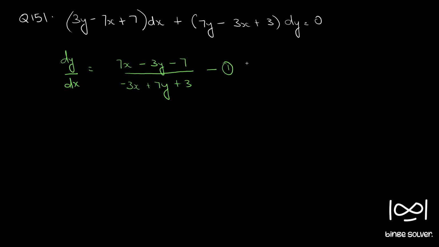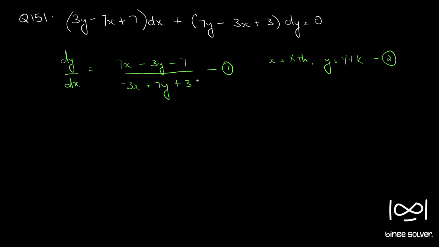So for such questions, we use the substitution small x is equal to capital X plus h and small y equal to capital Y plus k. Call this equation 2. For this substitution to work, we have to first check whether the ratio of the coefficient of x in numerator to denominator is not equal to the ratio of coefficients of y in numerator and denominator.